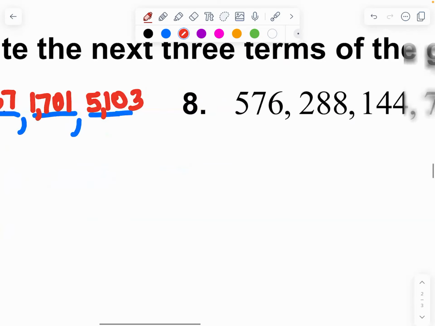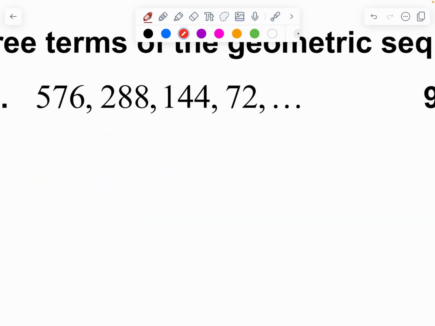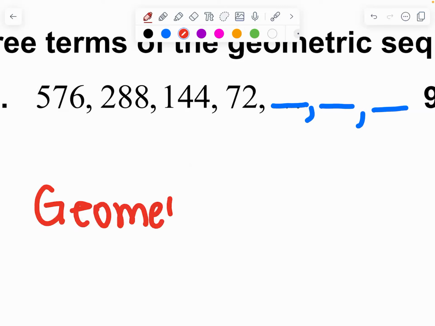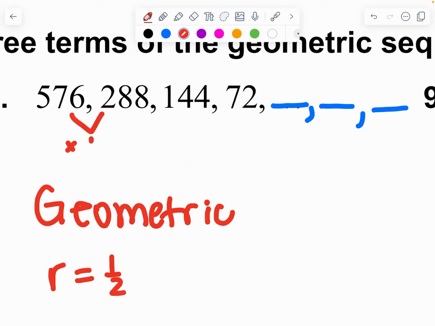Let's look at number 8. Okay, DJ, I know you know. Henry, what kind of pattern do we have? Dividing by 2, so geometric. Okay. It's multiplying by 1/2. We're dividing by 2, which is the same thing as multiplying by 1/2. Can everybody agree that that's the pattern? Okay, so technically our common ratio is 1/2, but yes, it's the same thing as dividing by 2.